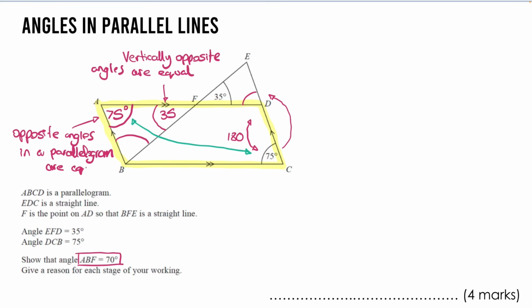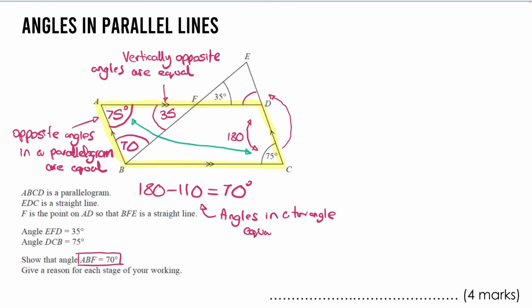And if we do 75 add 35, we get the answer 110, and 180 minus 110 is equal to 70 degrees. And there we go. And the reason behind that bit of working out is angles in a triangle equal 180 degrees. So I would write that down, angles in a triangle sum to 180 degrees, or I'm just going to write equals 180 degrees. And there we go. So there's my final answer.